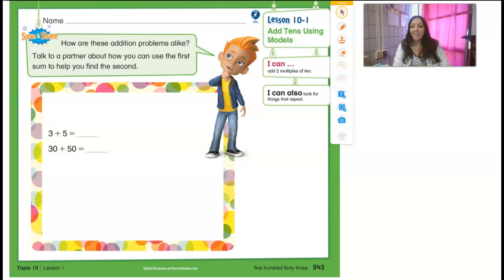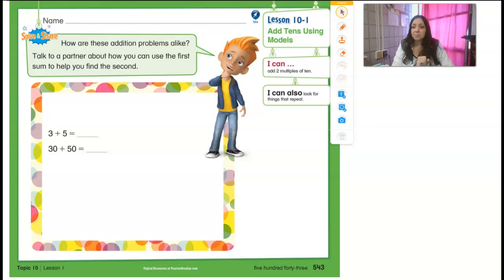Morning, guys. All right, so today we are starting a brand new topic, which is topic 10, and we are going to be trying to add tens to different numbers. Now, that's what we kind of practiced and talked about, 10 more and 10 less. This is going to help us with that 10 more. Remember, we looked at finding 10 more on a hundreds chart.